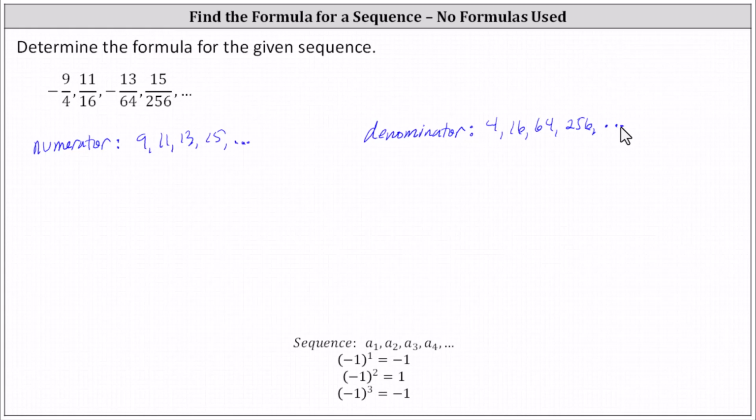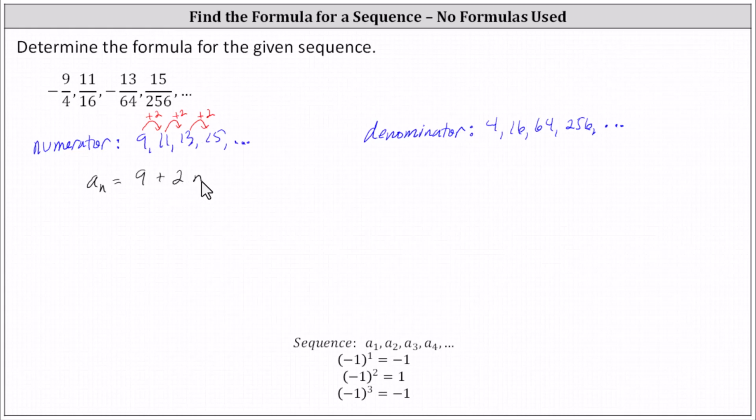Let's start with the numerator. Looking for a pattern, we should recognize a pattern of addition. Notice 9 plus 2 equals 11. 11 plus 2 is 13. 13 plus 2 is 15, and so on. Recall repeated addition can be expressed using multiplication. We might be thinking the correct formula is going to be a sub n equals the first term of 9 plus multiples of n, or plus 2 times n.